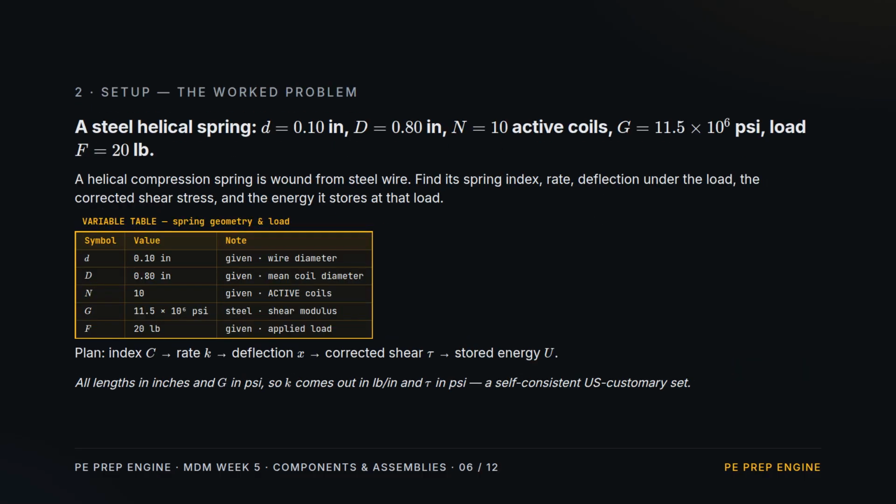Setup. A steel helical spring, 0.1-inch wire, 0.8-inch mean coil diameter, 10 active coils, and a 20-pound load. Shear modulus is the standard steel value. We want the whole picture: index, rate, deflection, corrected shear stress, and stored energy. The plan runs left to right. Index first, because it drives both the rate correction and the stress. Then rate, deflection, stress, and energy.